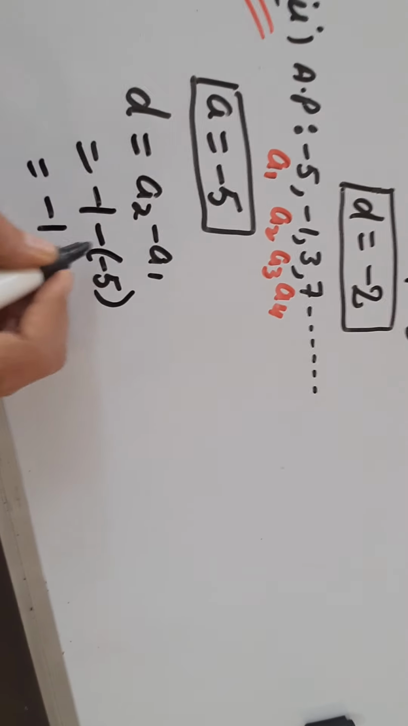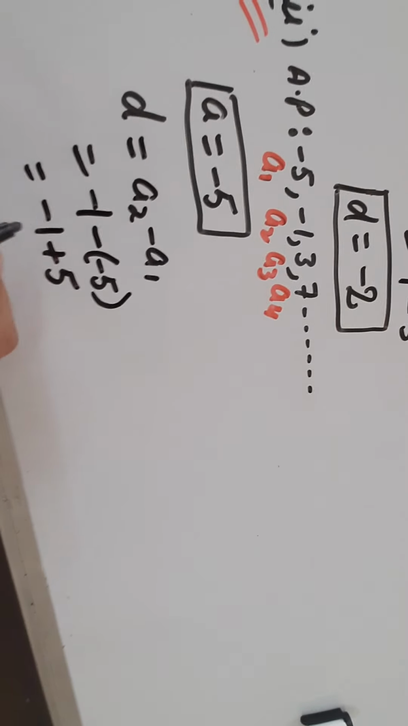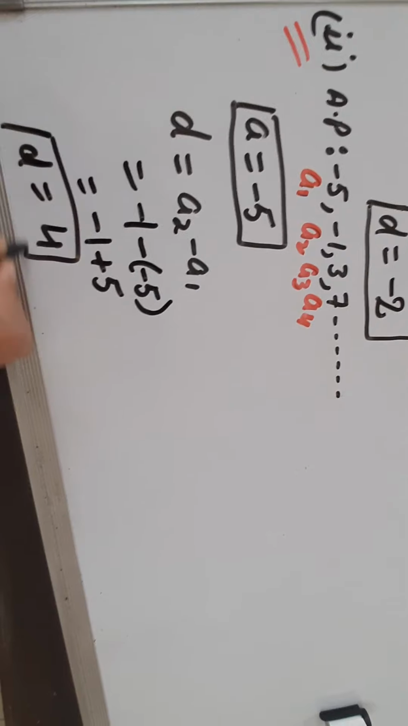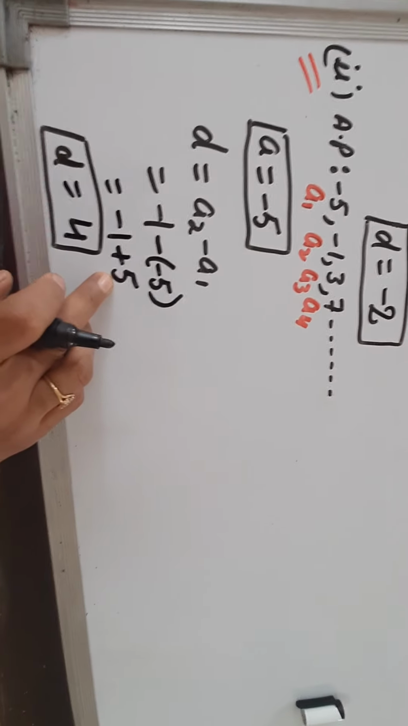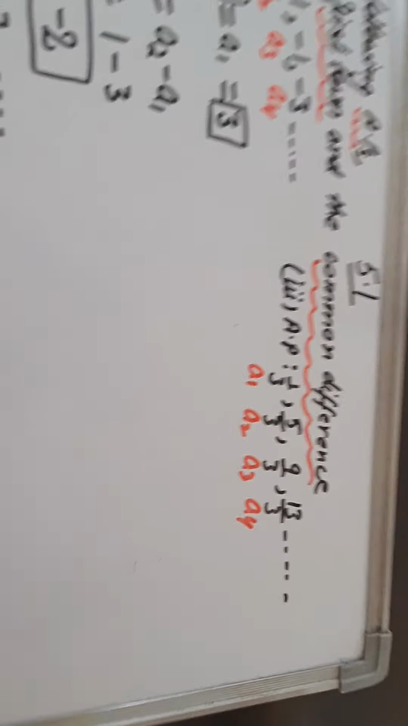So minus 1 minus minus, plus 5. So 5 minus 1 will be 4. So this will be your common difference. Greater is of positive sign, so plus 4. Right? Now let's do the third part.